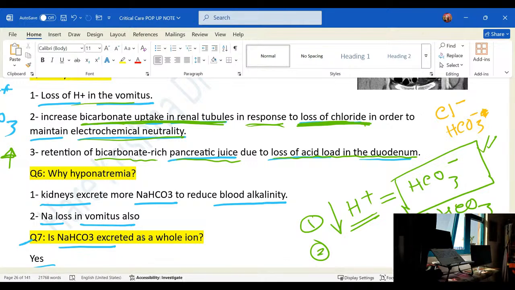Hyponatremia: sodium is lost because of the vomiting, and the kidney excretes more sodium bicarbonate to reduce blood alkalinity. We read this one before. They also excrete more potassium, with increased influx of potassium inside the cell by alkalinization of the urine. Remember, we read this in the rhabdomyolysis station.